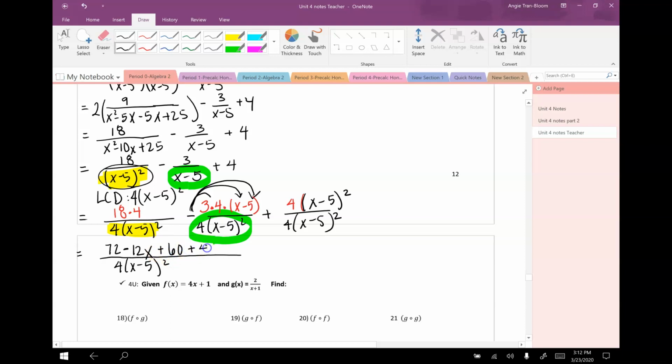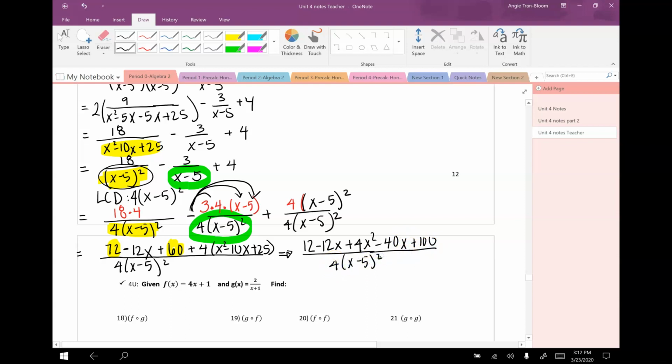Then the last thing over here, remember we already distributed the x minus 5 from here, the quantity of that. So I'm just going to copy that over. So that's going to be an x squared minus 10x plus 25. Next step is going to see if we can combine some like terms, which I can. 72 and 60. That will give me a 12 on the numerator minus 12x. And now I'm going to distribute this 4 throughout. So 4x squared minus 40x and then plus 100 all over the LCD.